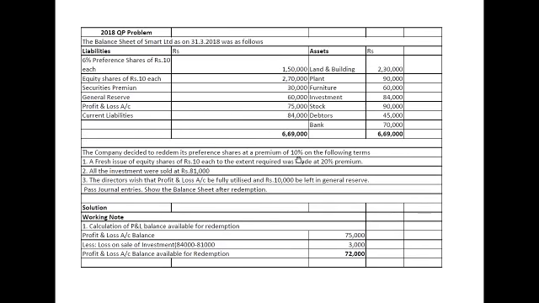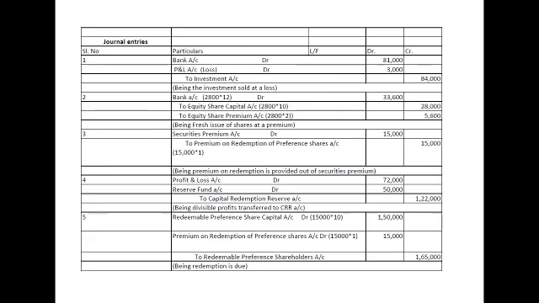Here you can see that the preference shares are redeemed at premium. So number of shares are 15,000, so 15,000 into 1. So there is a premium amount that should be paid to the preference shareholders. So that is paid out of securities premium. So the journal entry will be: securities premium account debit, to premium on redemption of preference shares.